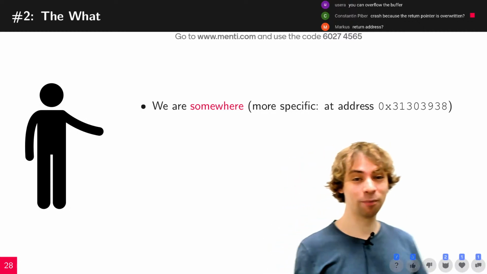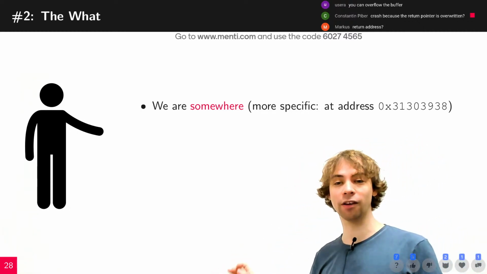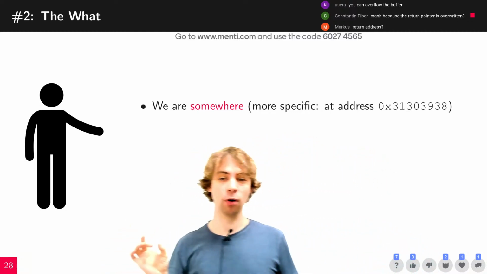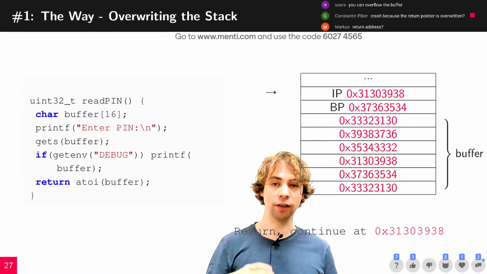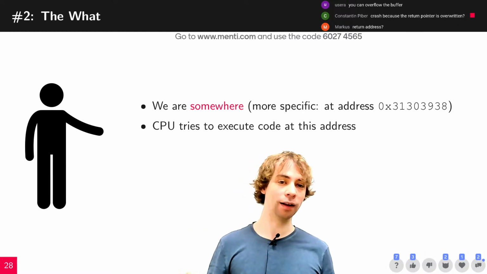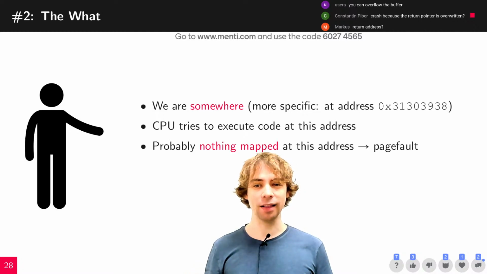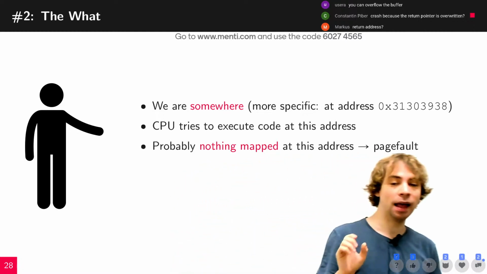I mean, probably the CPU will try to execute code at this address, and this is important. What happens here at this point? When we override the instruction pointer, the CPU tries to execute the code at this address. And very, very likely there is nothing mapped there at this address, and you get a page fault.